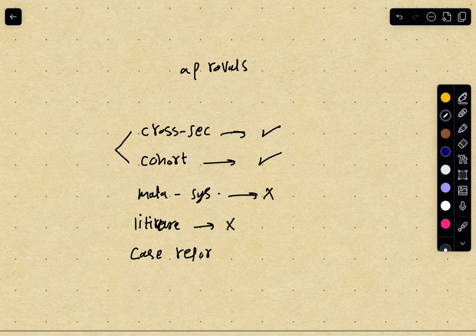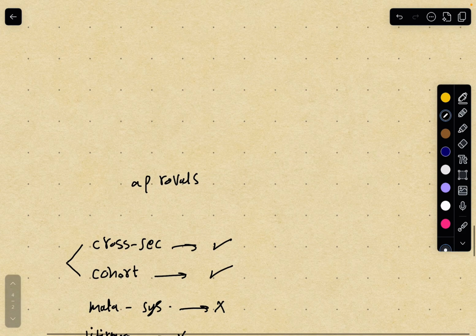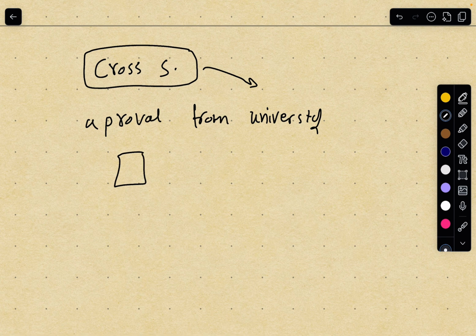For case reports, you need consent from the patient. You will find the consent form at your hospital, and you make the patient sign it, because the journal, when you submit, may ask for that. So for cross-sectional, these types of research might sound complicated, but it's not. First of all, you have a protocol, maybe one paper.